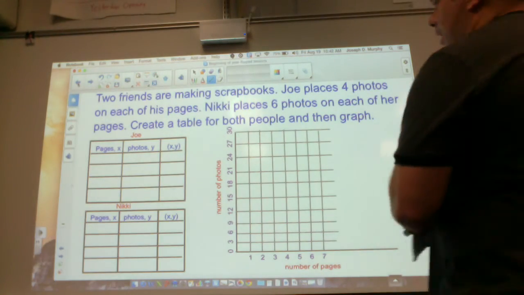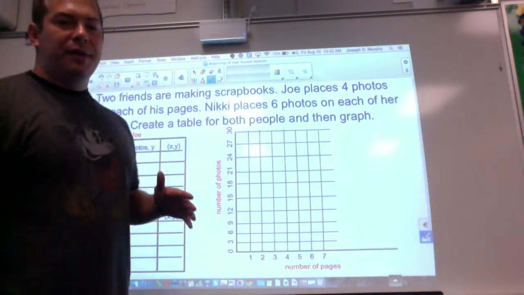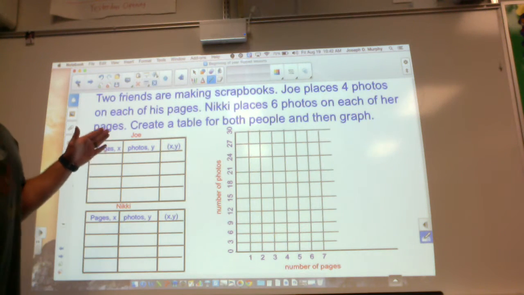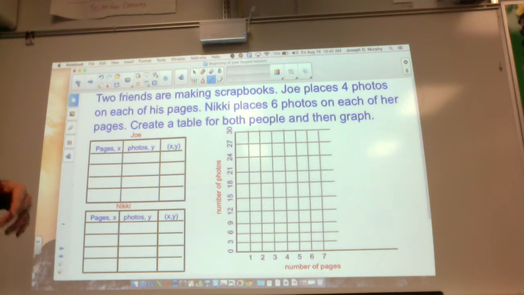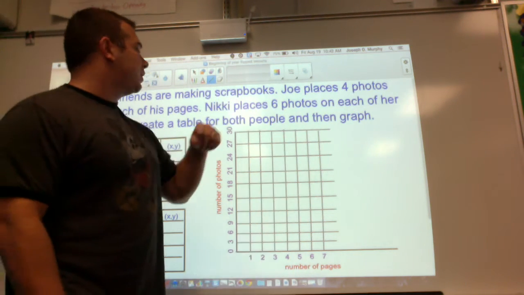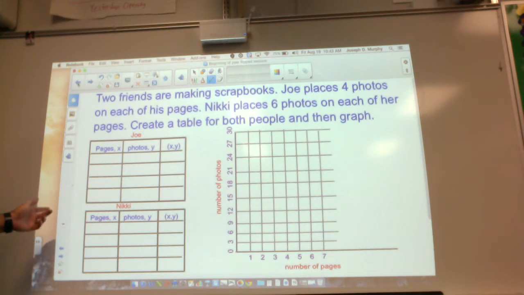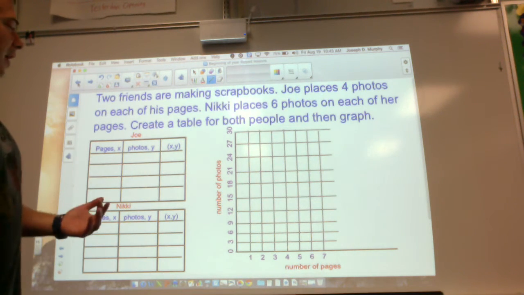All right, now let's try one together. I might have to zoom in a little bit here because I want to fit a lot on the page. Here's the problem. Two friends are making scrapbooks. Joe places 4 photos on each of his pages. Nikki places 6 photos on each of her pages. Create a table for both people and then graph.